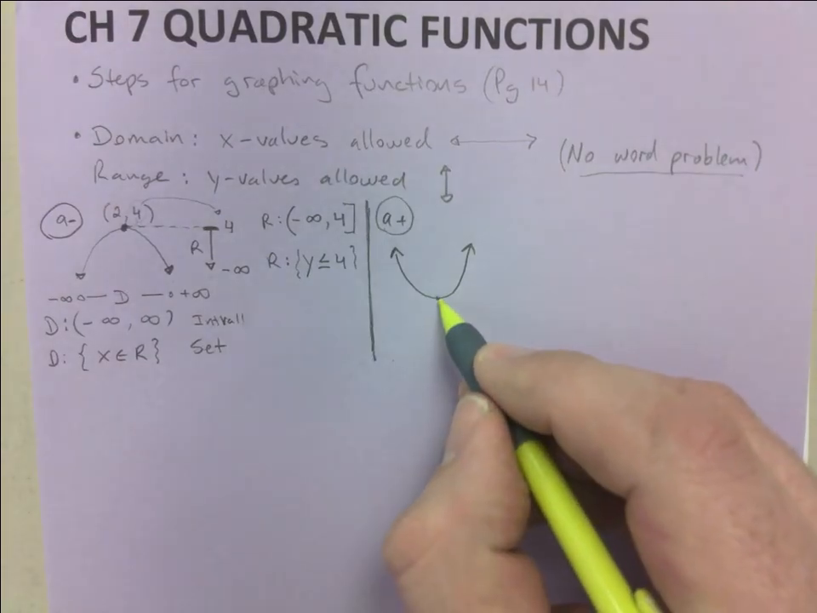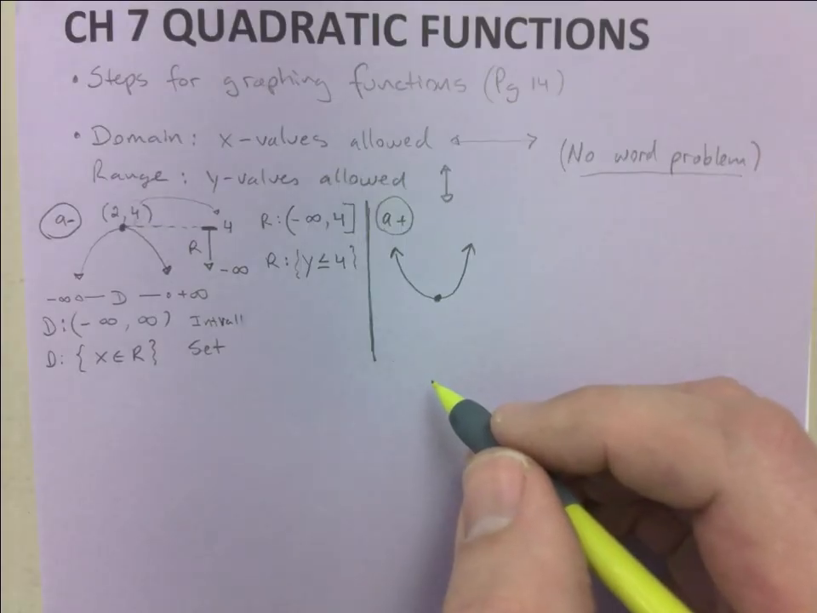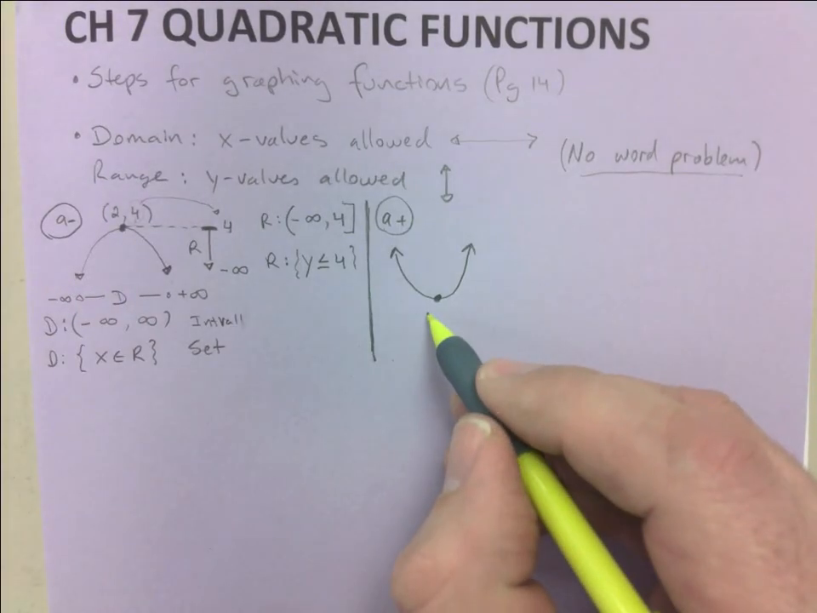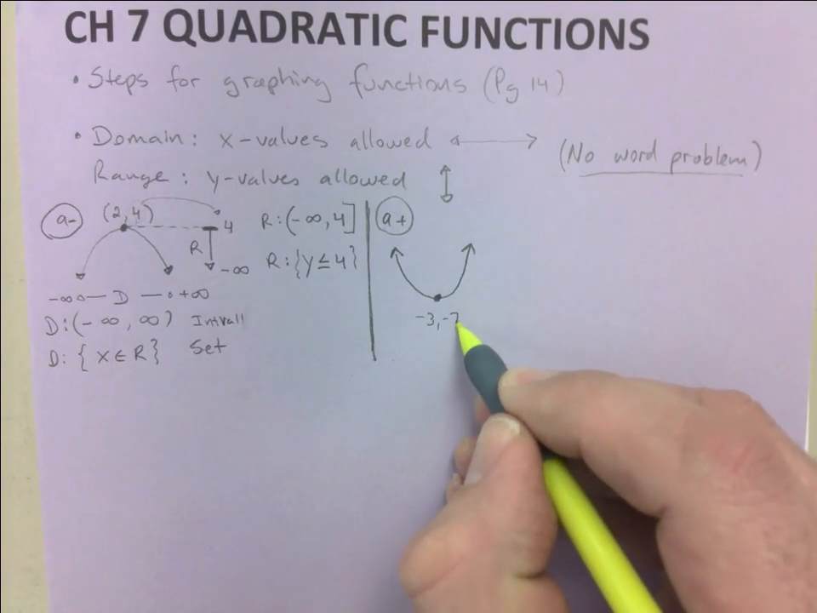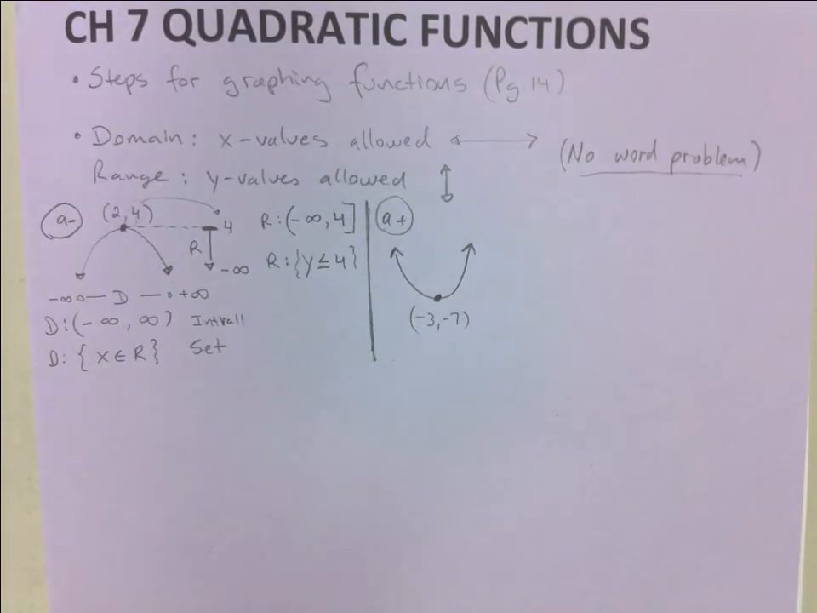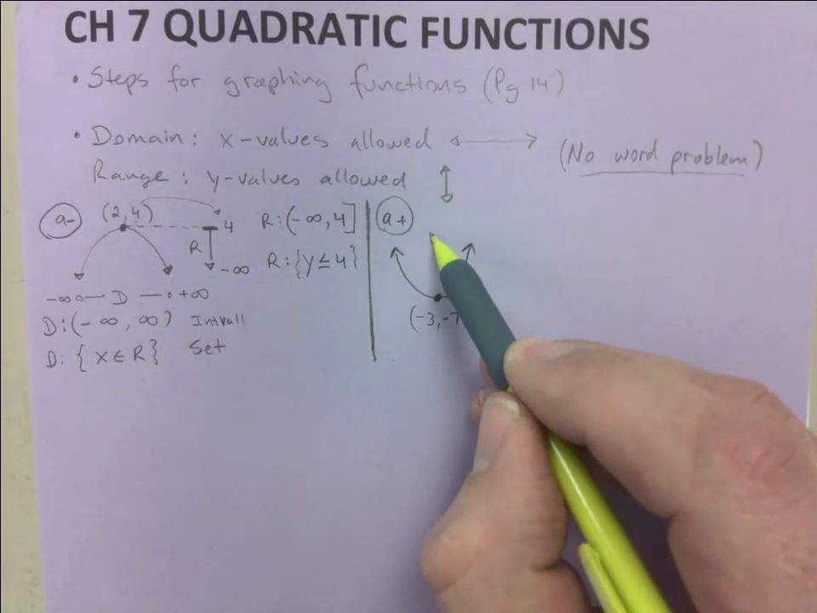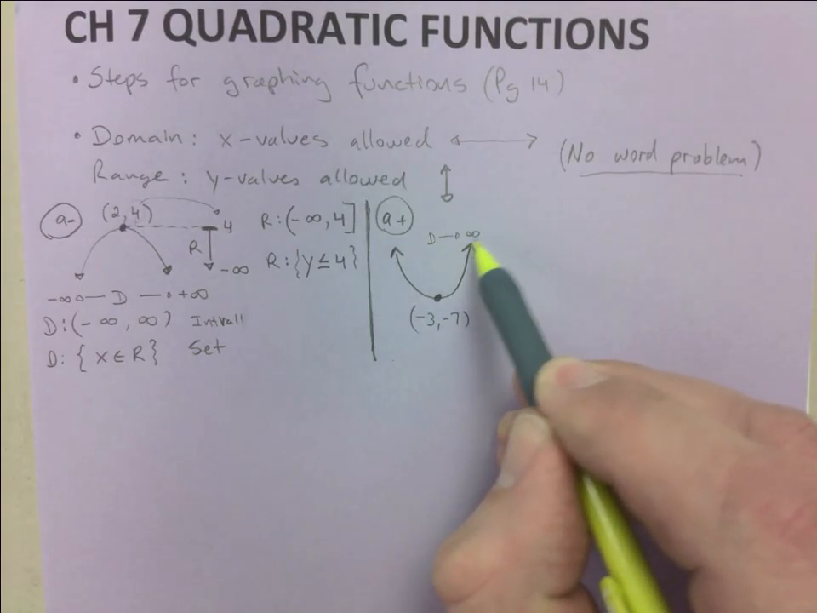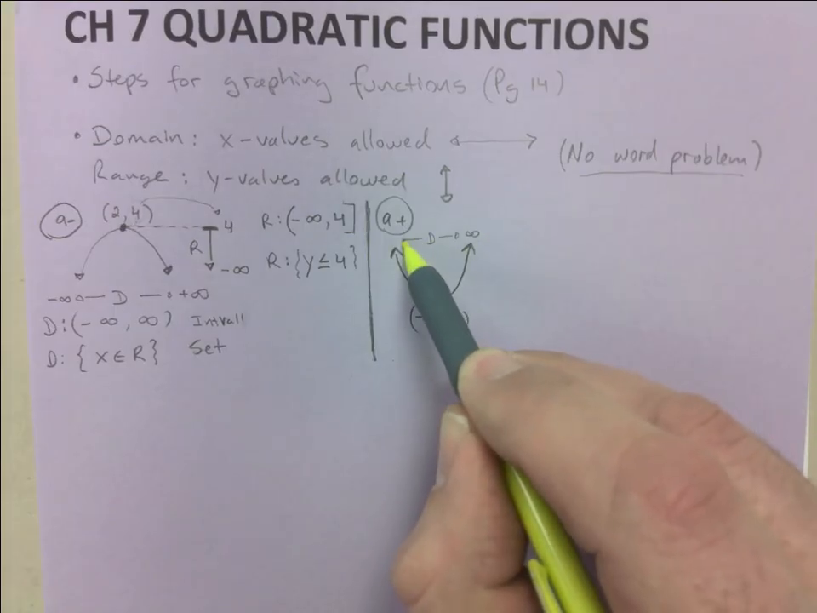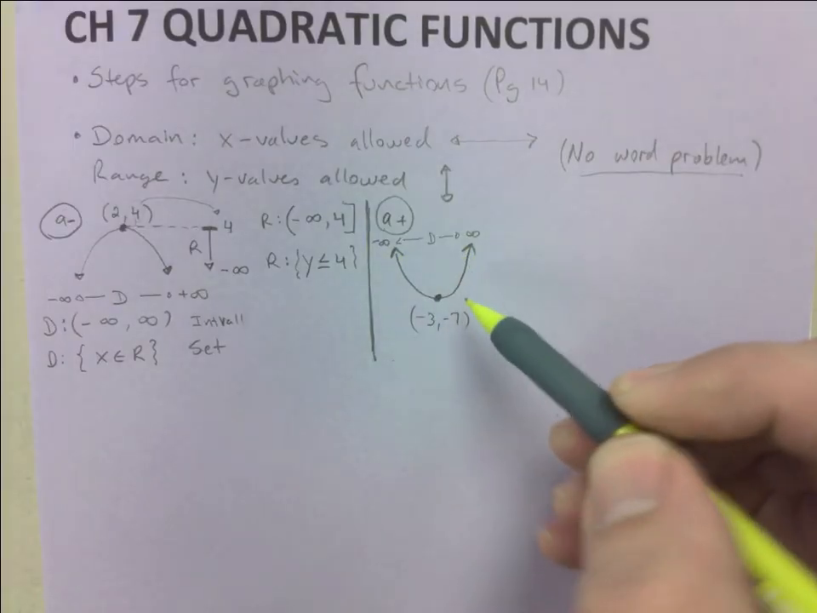It's imperative that you know what the vertex is. The vertex could be anything, right? So don't be fixated on these numbers. So let's say this is (-3, -7). Okay, so for your domain, this is going to continue on in terms of the x values, positive forever, right? And into the negative infinities as well. Right, so positive, negative infinity.